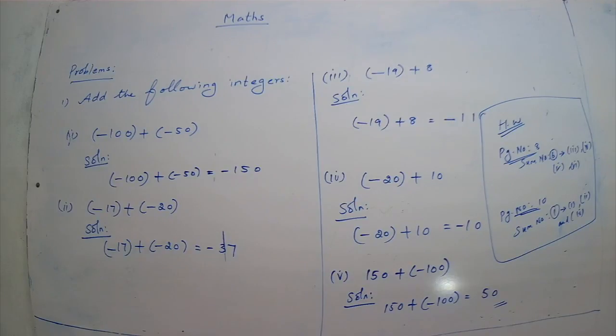Okay, and page number 10. All of you take a book. Page number 10, sum number 1, that is addition questions. Sum number 1, first one, second one, and fourth one. Okay, children, now clear? Write neatly, do the sums yourself, and if you have any doubt you ask me.